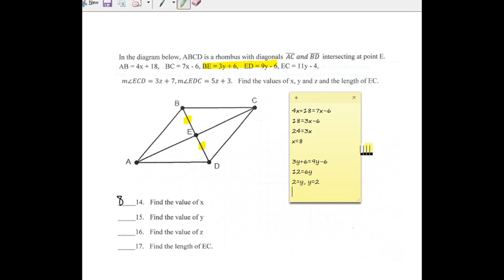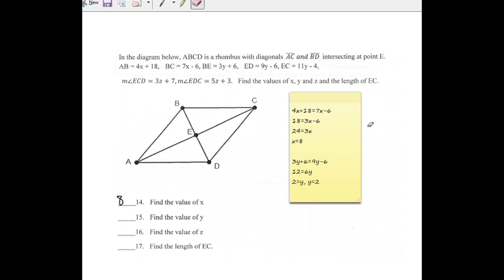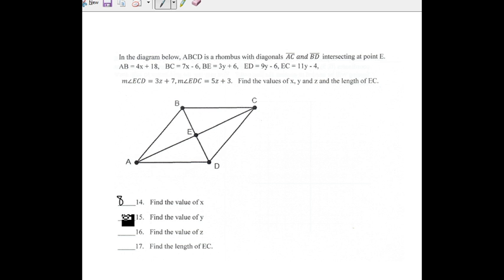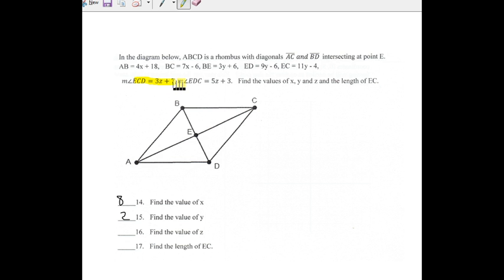What about 16, finding z? Well, let's get rid of some stuff here. Bring this back. I said y is equal to 2, and we can put it right here. Now find the value of z. Okay, for z, what do we know about z? Well, they use it right here. They're telling us that ECD is this. CD is this right here. Then they're telling us that EDC right here is this one. Now these are not congruent, by the way.